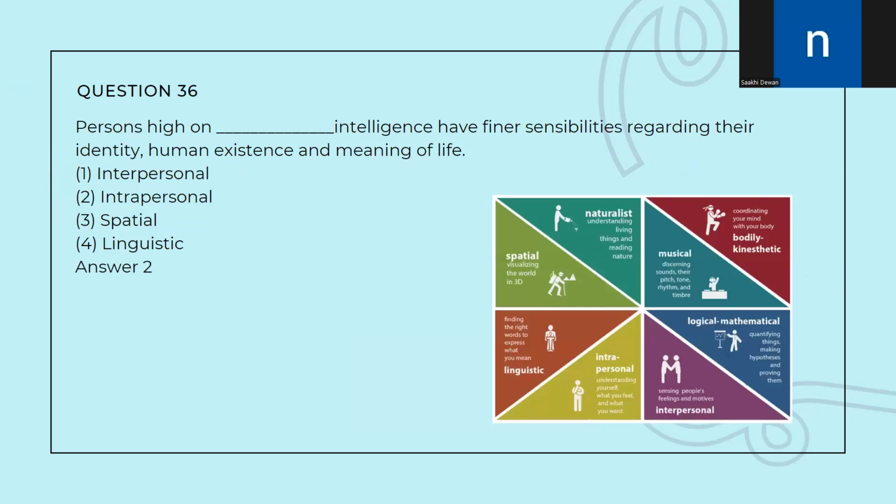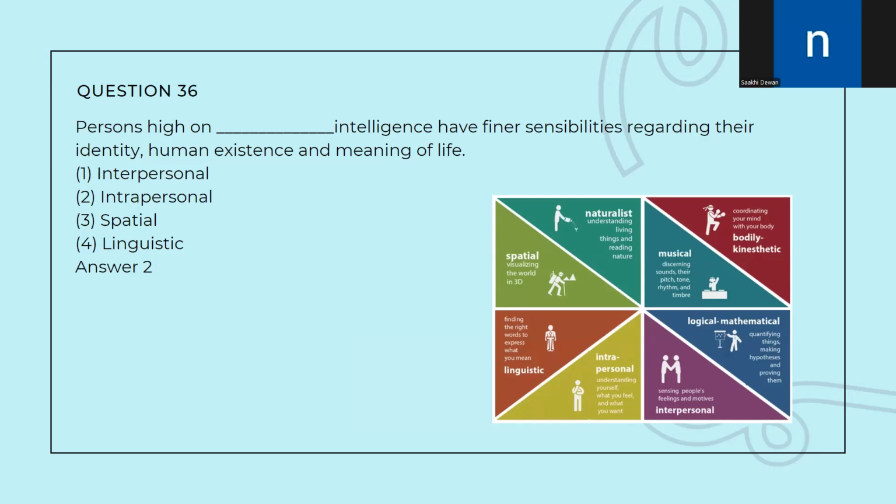Let us move to the 36th question. Persons high on dash intelligence have finer sensibilities regarding their identity, human existence, and meaning of life. So this question talks about the multiple intelligences given by Howard Gardner. Under that this is a specific type of intelligence that includes having finer sensibilities regarding a person's own identity, human existence, and meaning of life.